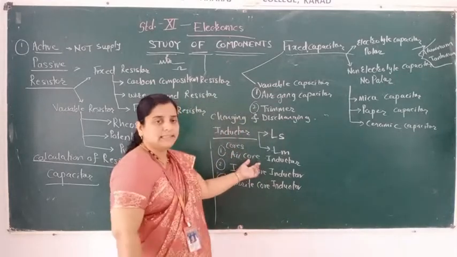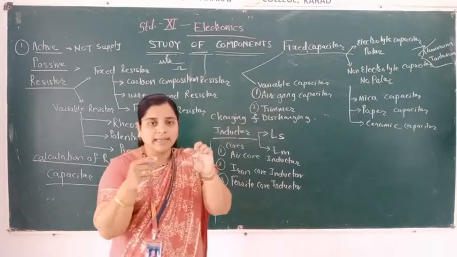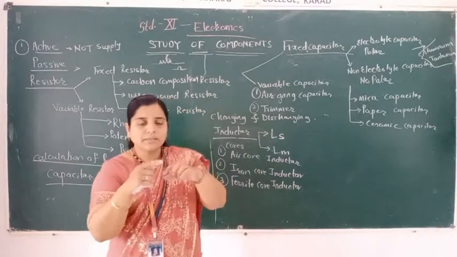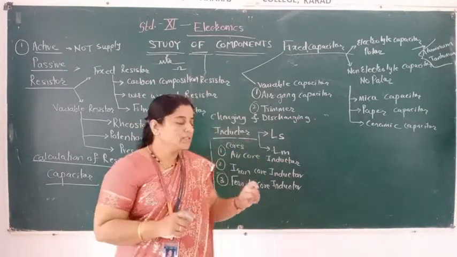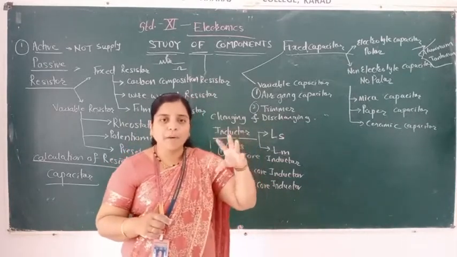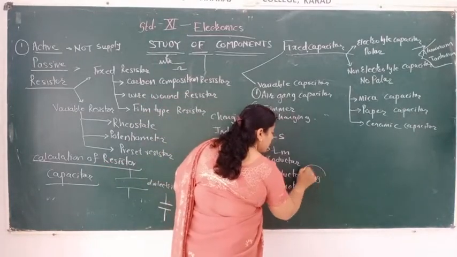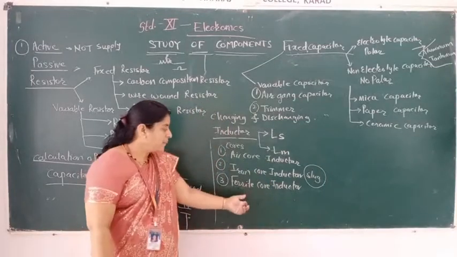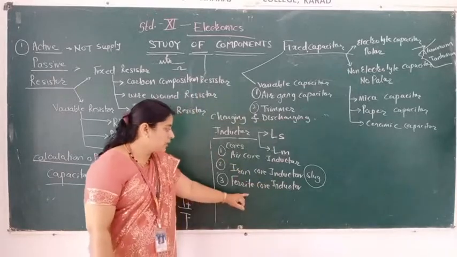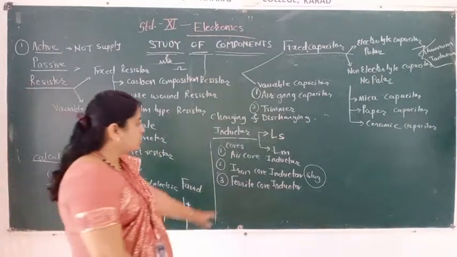Core means what? It is nothing but a hollow tube, and that hollow tube having nothing means air is there, and that is called the air core inductor. And if the core is made up of iron material, then it is called the iron core inductor. Iron is not used directly, it is in the form of powder, and that powdered form of iron is called the slug. If it is the slug form, then it is called the iron core inductor. And if a ferromagnetic material is used in the core, that type is called the ferrite core inductor. Okay, so these are the types of inductor.